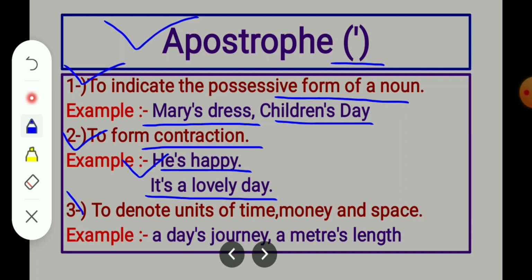Third use is to denote units of time, money and space. So when we are denoting units of time, money and space, we use apostrophe with these kind of words. A day's journey, a meter's length.